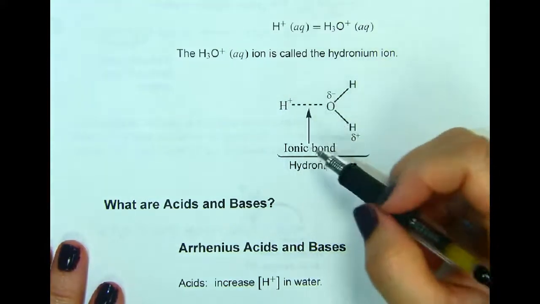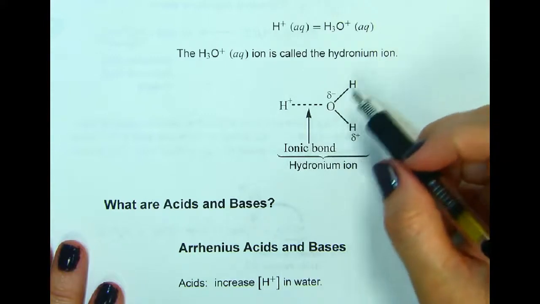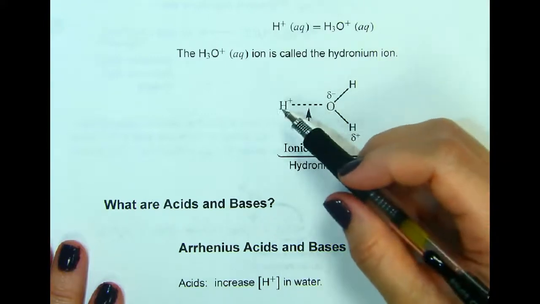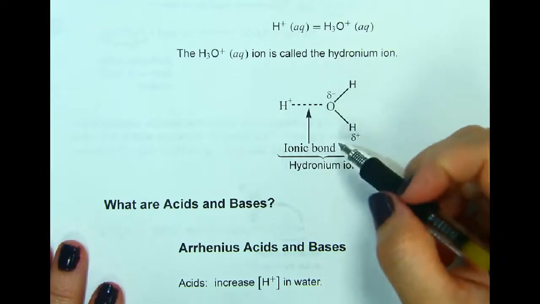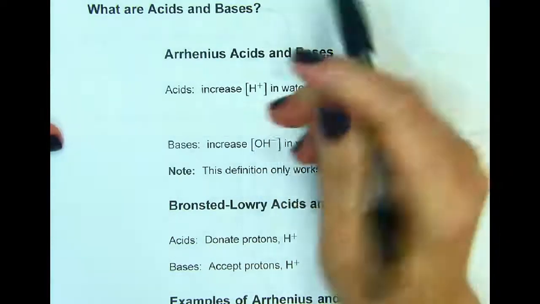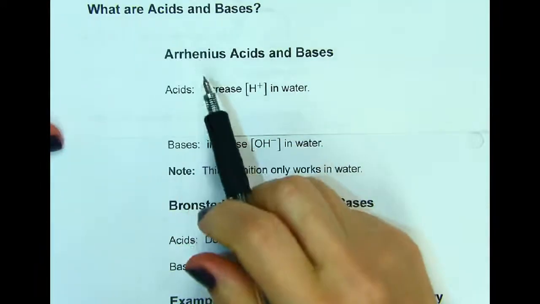Here's a depiction of the hydronium ion, where you have your water and then it is connected to a hydrogen ion, ionically bonded, forming the hydronium ion. So let's define acids and bases. What are acids and bases?